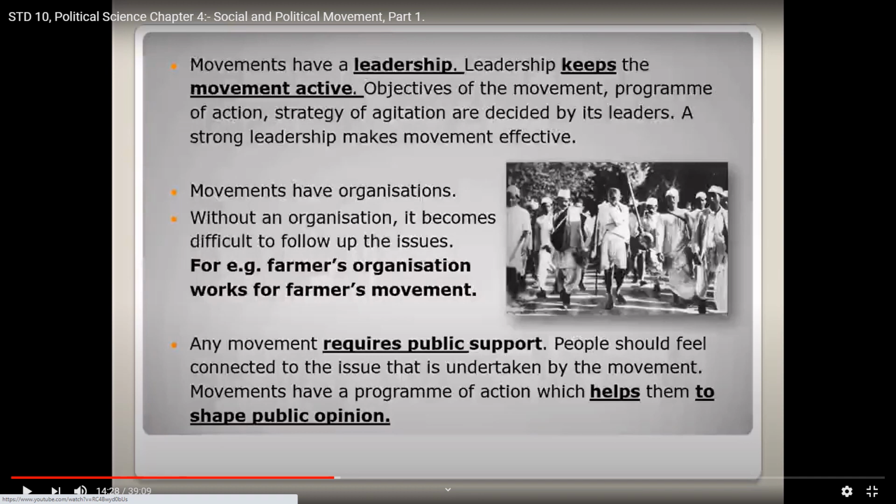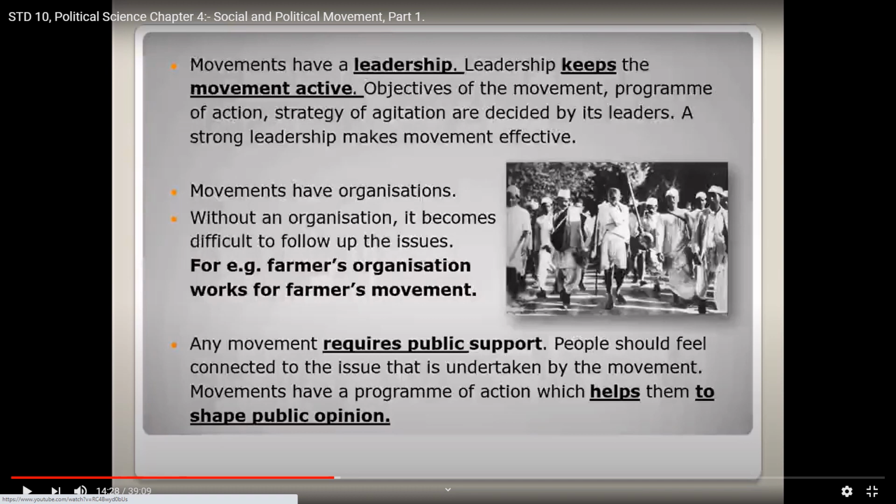Here it means if there is no organization, there is no discipline, there is no proper setting up of things, then there will always be a problem. For example, a farmers organization works for the farmers movement. Any movement requires public support. So public support is very important when it comes to a movement.